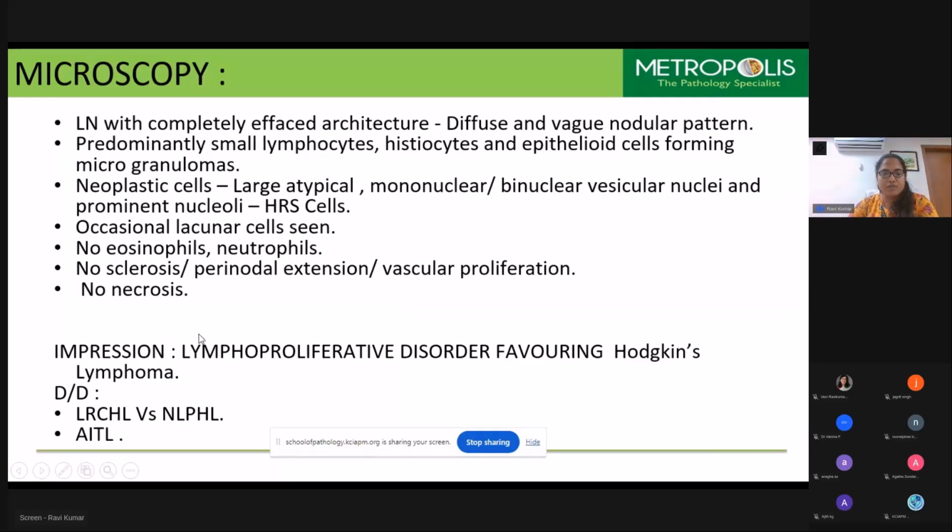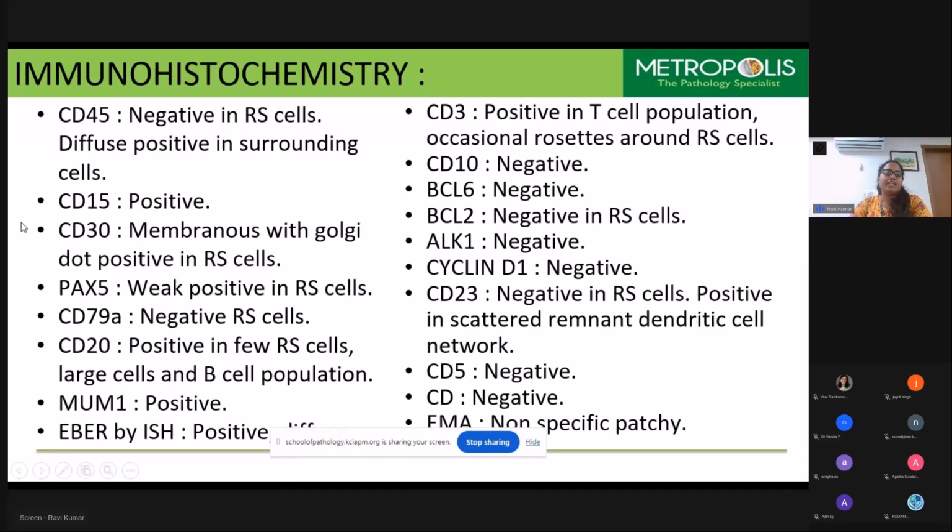The DDs for us were lymphocyte-rich classic Hodgkin's lymphoma versus a nodular lymphocyte predominant Hodgkin's lymphoma. And also we had another DD, that is angioimmunoblastic T-cell lymphoma, a type of non-Hodgkin's lymphoma. So then we did a very extensive panel of immunohistochemistry.